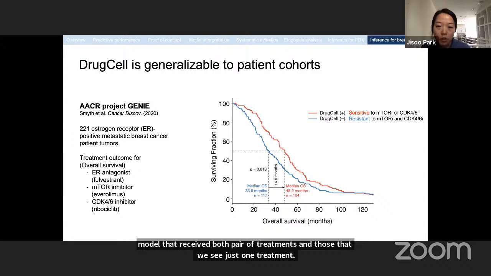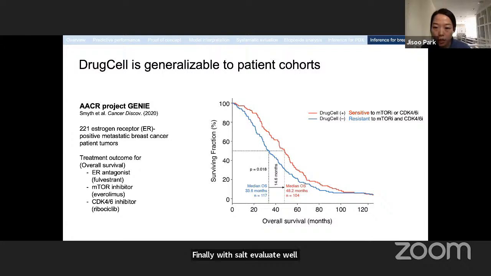Finally, we sought to evaluate whether DRUXA can be used clinically to stratify patient tumors into responsive and non-responsive groups. We used a breast cancer cohort in the AACR GENIE project containing 221 ER-positive metastatic breast cancer patients who had undergone multiple rounds of therapy, including mTOR inhibitor and CDK4/6 inhibitor. Treatment outcome was measured using overall survival rate in this data set.